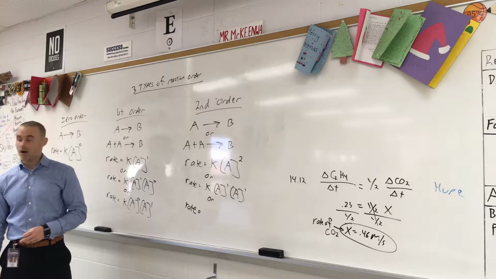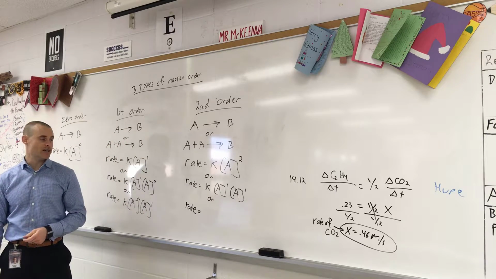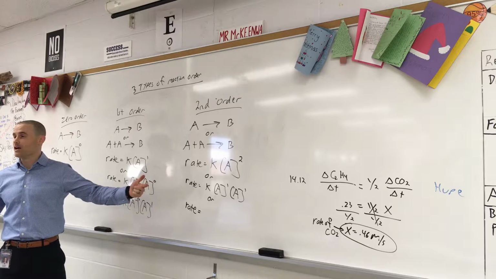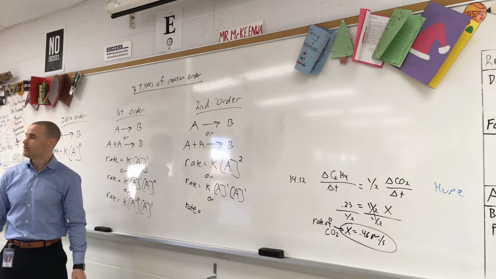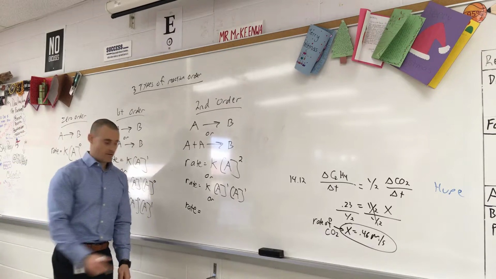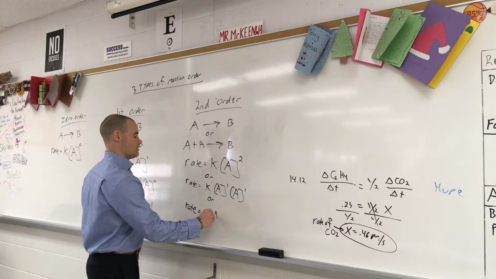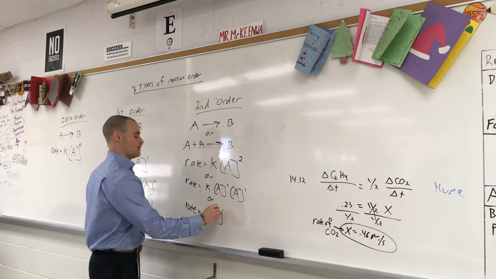All right. Or who else? Someone besides Chi Chi. There's another way. There's actually 2 more ways to do it. I'm just going to do one more example. Rate equals K times A to the 2. Yep. Very good.